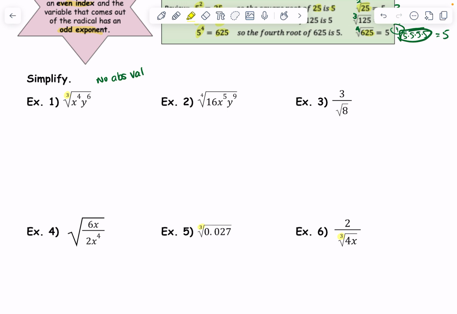But these, this one, this one, this one, this one, nope, that's it. All of those have an even index, because if there's nothing there, there's a 2. So you have to remember that in your head. If it's odd, like the yellow ones, there's no absolute value. If it's even, we have a possibility of absolute value. And those are all the pink ones.